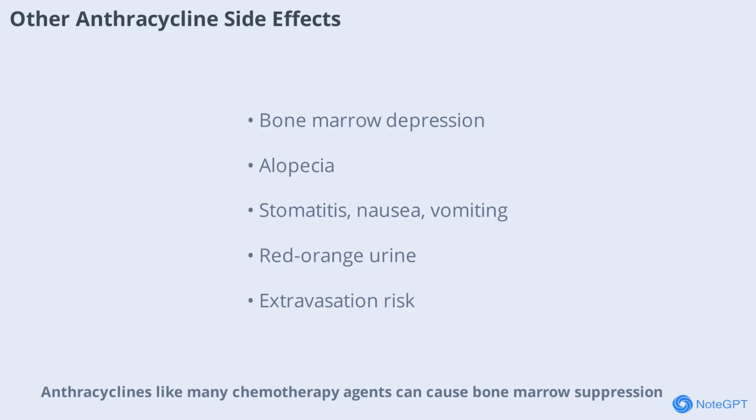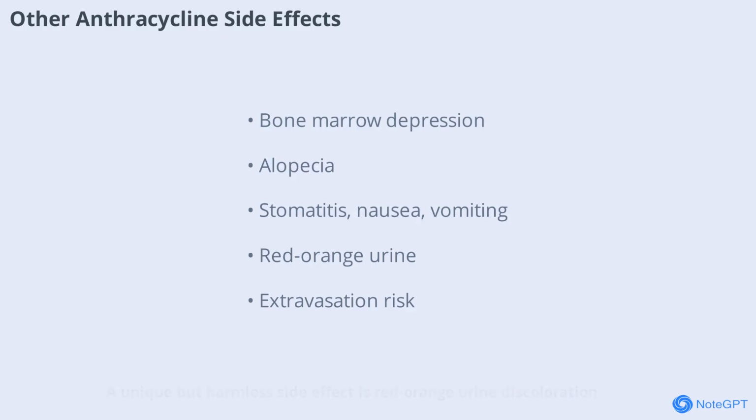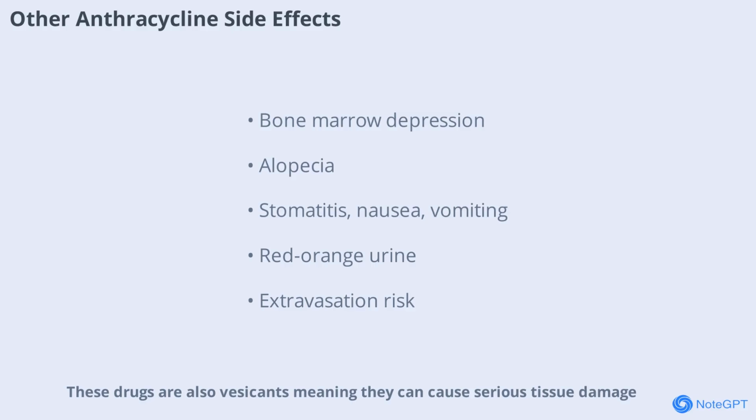Anthracyclines, like many chemotherapy agents, can cause bone marrow suppression, hair loss, and mucositis with nausea and vomiting. A unique but harmless side effect is red-orange urine discoloration, which can alarm patients if they're not warned in advance. These drugs are also vesicants, meaning they can cause serious tissue damage if they leak outside the vein during infusion. Careful IV monitoring is essential to prevent extravasation injury.